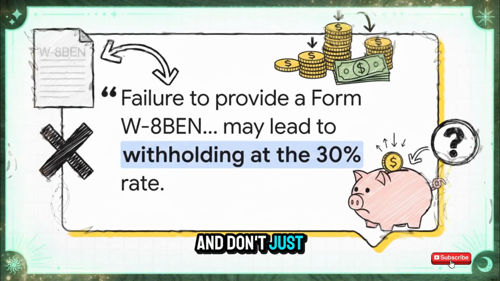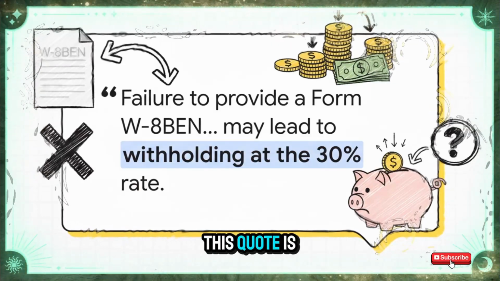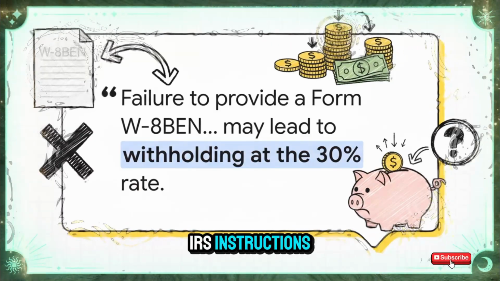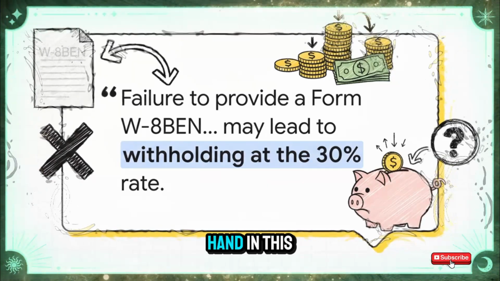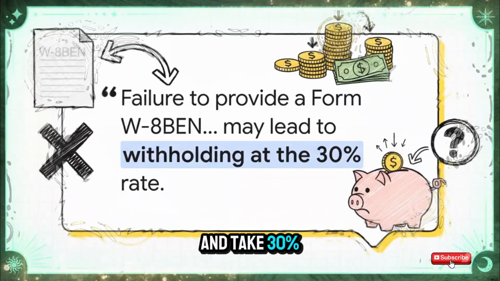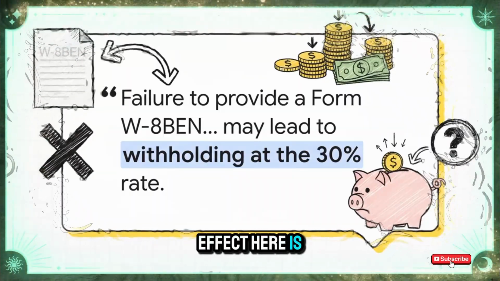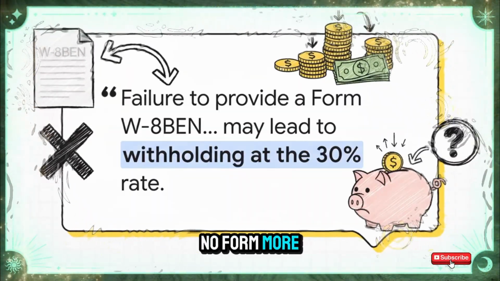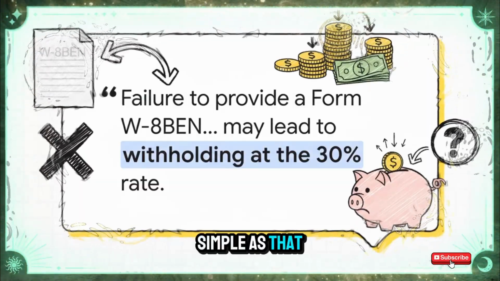And don't just take my word for it. This quote is right from the IRS instructions. It basically says if you don't hand in this form when we ask for it, we have to assume the worst and take 30%. The cause and effect here is crystal clear. No form, more tax. Simple as that.